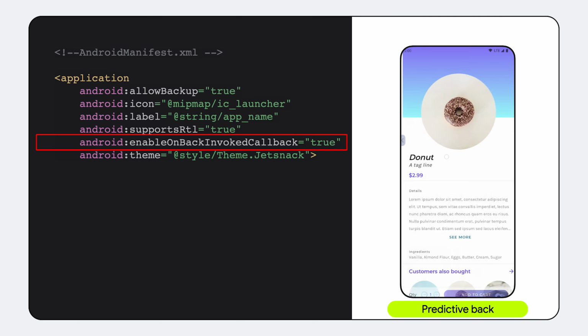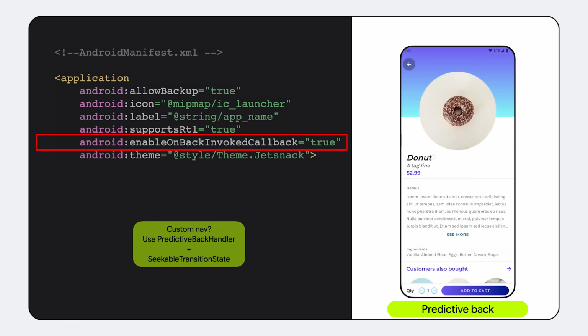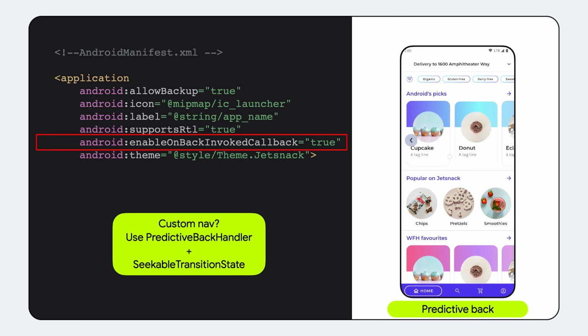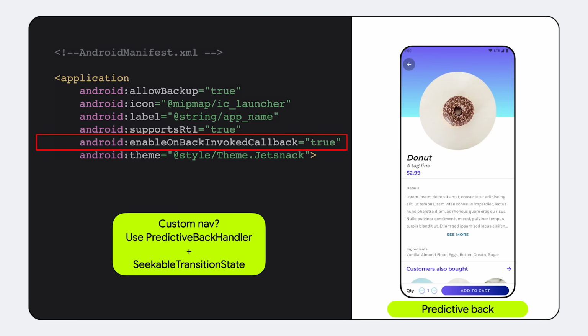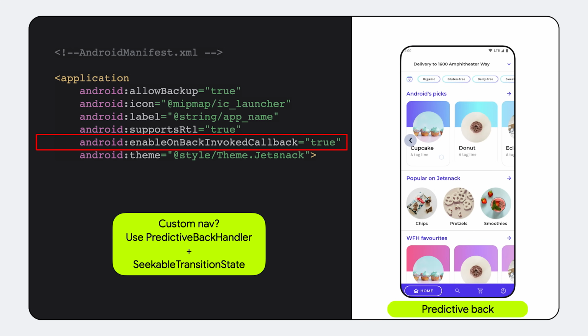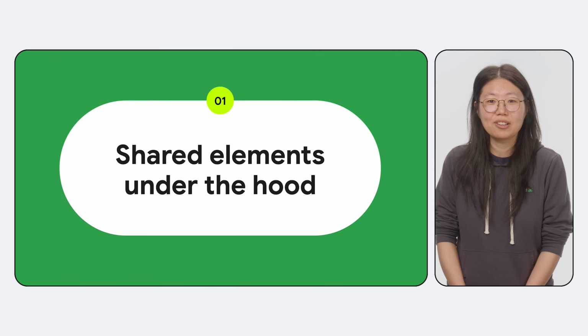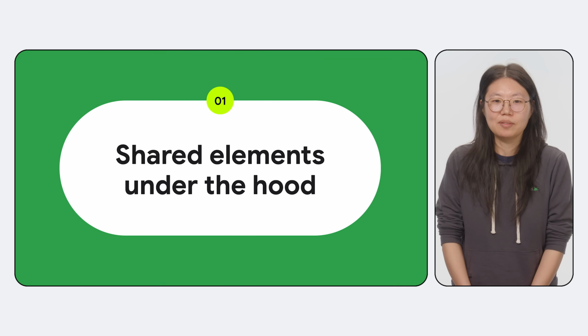It's worth noting, though, you don't have to use NavHost to get this functionality. If you're using your own custom nav framework, you can support this too with a custom predictive back handler and seekable transition state. Now that we have learned how to use shared element APIs, let's look at what's under the hood.